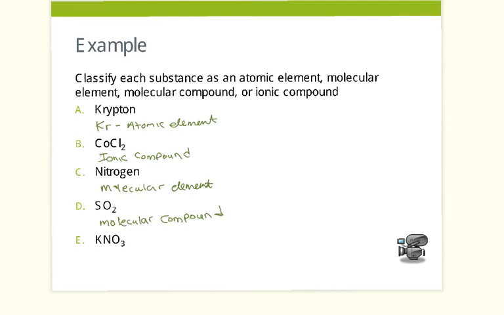Okay, for E, we have three different elements, so that tells us it's a compound, but we know that we have a metal, which is potassium, and we have our nitrate group, our polyatomic ion, which is a nonmetal, so it's going to be ionic compound.